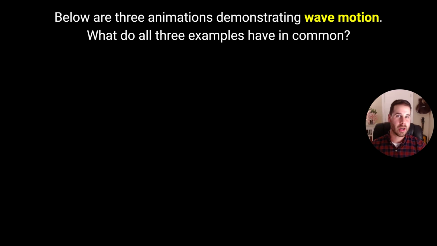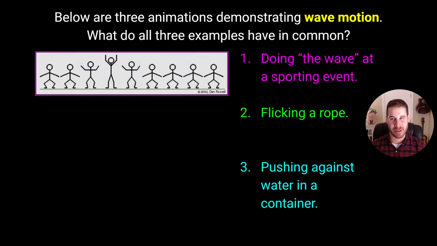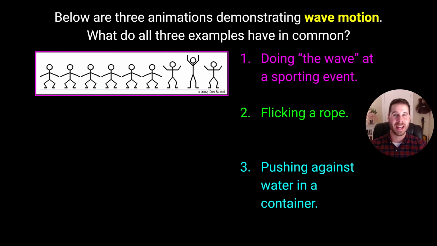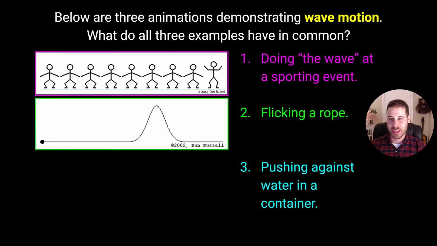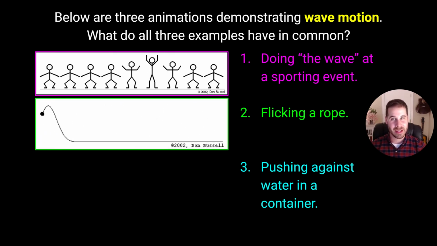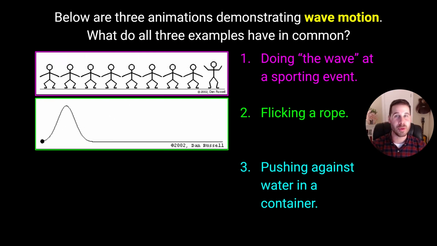To start, we're going to look at three animations that all demonstrate wave-like motion. And I'll ask, what do all these three examples have in common, even though they're all going to be very different things? The first example is doing the wave at a sporting event. Looks like this. You stay in your seat until suddenly the wave reaches you, and then you stand up, and then you sit right back down. So there's an example of wave-like motion. Next, flicking a rope. You can imagine that black dot on the left is somebody's hand, and they move their hand up and down, and a wave pulse is generated, which moves down the rope.